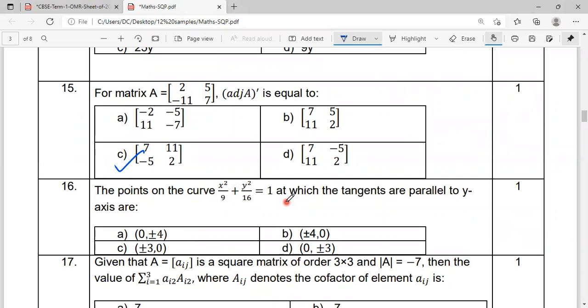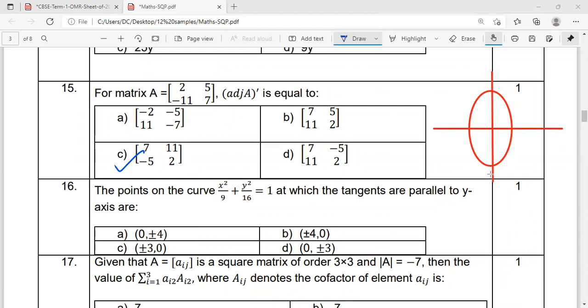The points of the curve at which the tangents are parallel to the y-axis. See, if you know a little bit about the ellipse that we learned in class 11th, the ellipse x squared by 9 plus y squared by 16 is equal to 1 will look like this. And this is the x-axis, this is the y-axis. The ellipse will look like this.